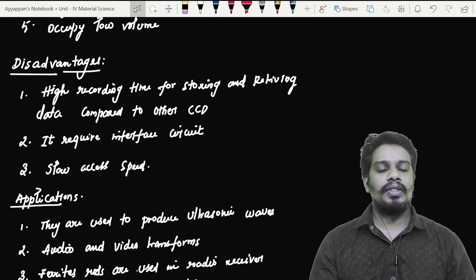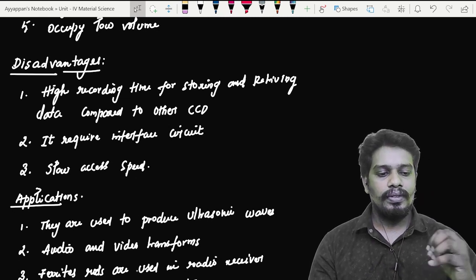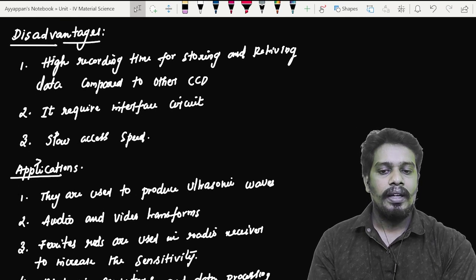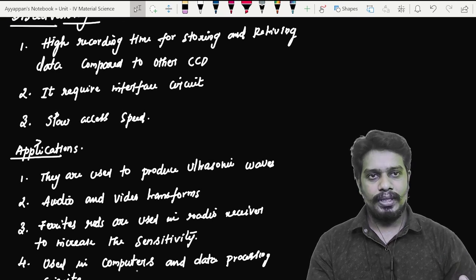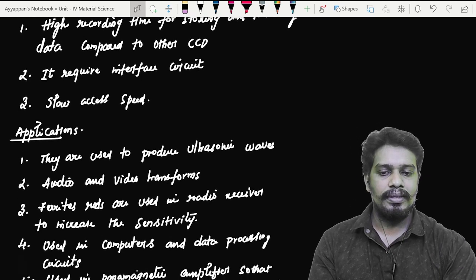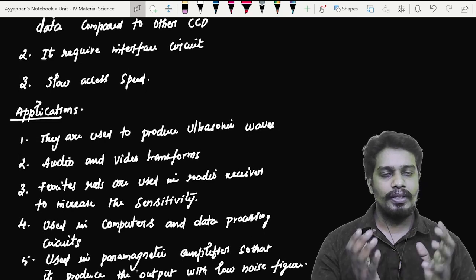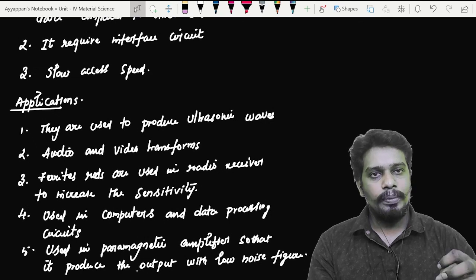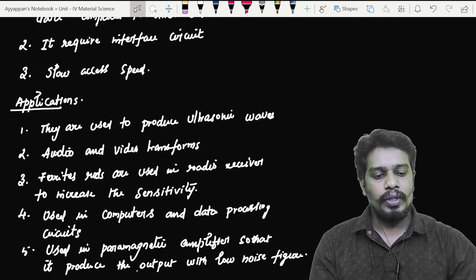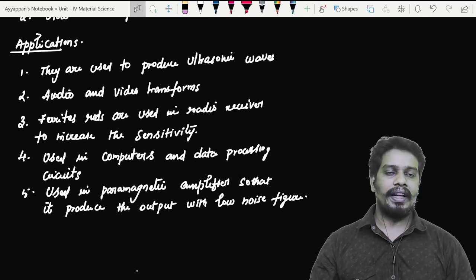The ferrite rods are used in radio receivers to receive with high sensitivity. It is used in computer and data processing systems. These are used in parametric amplifiers so that they produce a low noise figure. That means it will take the input and produce output with low noise. So these are a few applications of the ferrites.